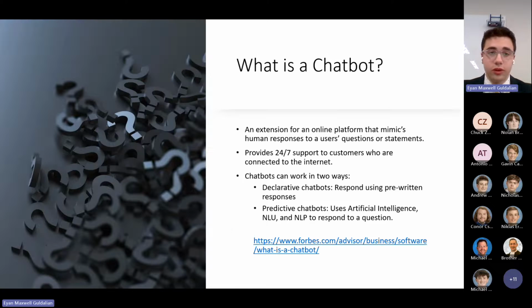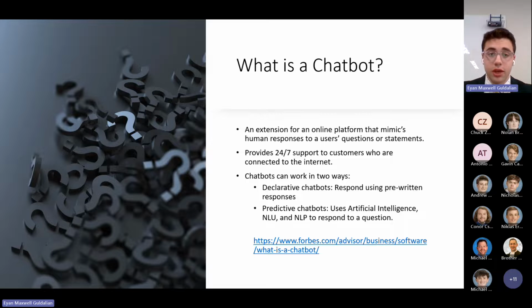So just a quick brief, since some people don't know the official definition of a chatbot. A chatbot is an extension on any online platform that mimics human responses to a user's questions or statements. It provides 24/7 support, 365 days a year, to anyone who has an internet connection and is on a device.